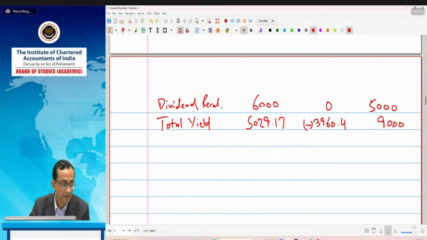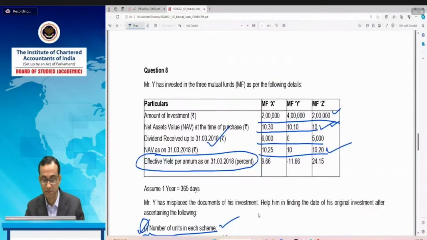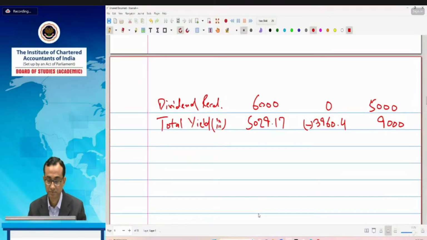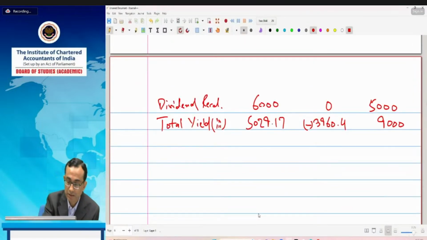Fine. Now we got the third aspect of the question, that is the total yield. So we got the first three parts: number of units in each scheme, total NAV, and the total yield. Now, last aspect, we have to calculate the number of days investment held.